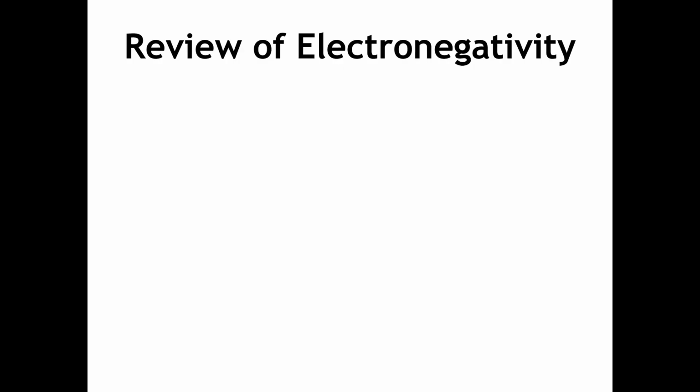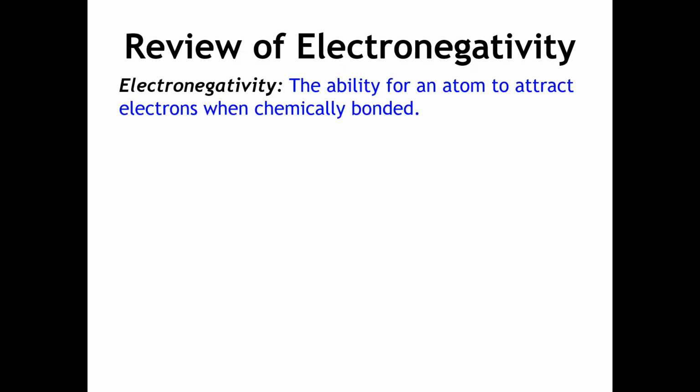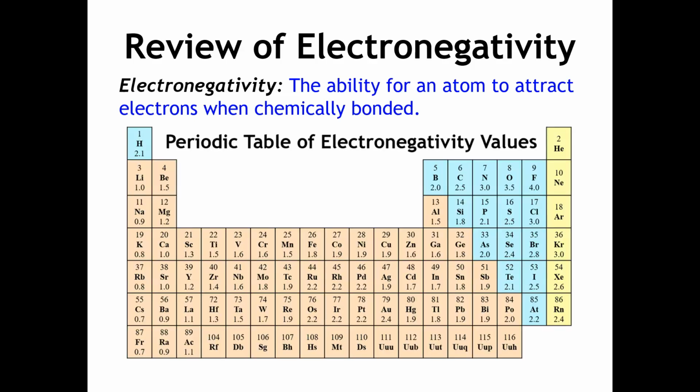Let's first talk a little bit about electronegativity. If you recall, electronegativity is the ability of an atom to attract electrons when it's chemically bonded. Electronegativity is based on effective nuclear charge, or the attraction from the nucleus to the electrons, and the distance at which those electrons are located. So it makes sense that fluorine has the ability to attract electrons so much more easily because of its very small size and the fact that the effective nuclear charge is very large.